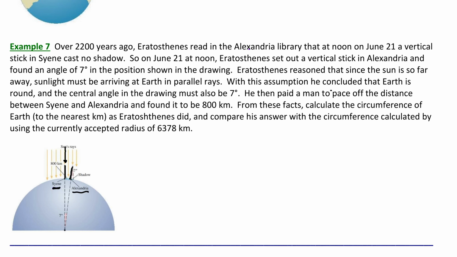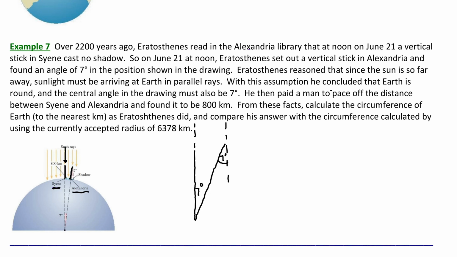So notice we've got a vertical here going from Syene to the center of the Earth. We've got a line in the direction of the stick in Syene, and we are assuming that the sun's rays are parallel to the rays in Syene. So if this angle is 7 degrees, notice we have 2 parallel lines cut by a transversal, and we know that alternate interior angles are equal. So both of those angles will be 7 degrees.